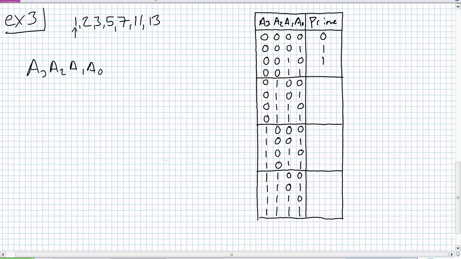Just fill out the truth table. What I'm saying is go think about it. Is 3 a prime? Yes. Is 5 a prime? Yes. 7, yes. And fill all these things out. 11, 13. What do the rest get? Zeros.